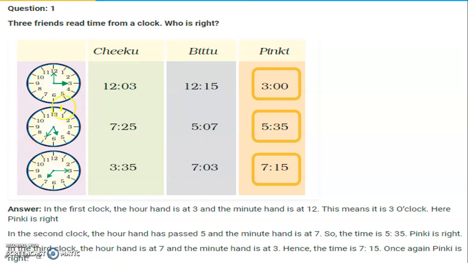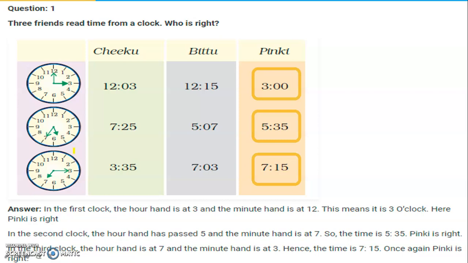So three friends read time from a clock. Who is right? So look over here. This 3 is the hour needle and this 12 is the minute needle. So is it 12:03, 12:15 or 3 o'clock? So absolutely correct. It is 3 o'clock. What about this? What do you think? What is the time right now over here? Come on, can you guess with the second and the third clock? Tell me.